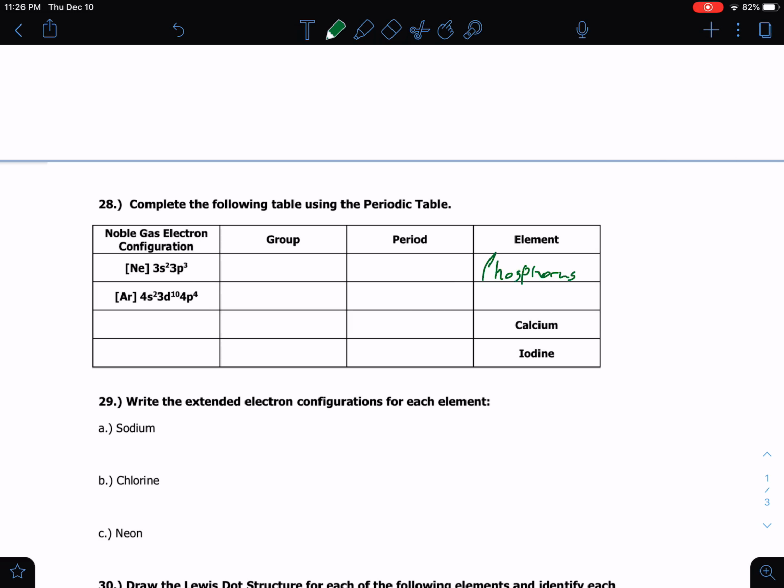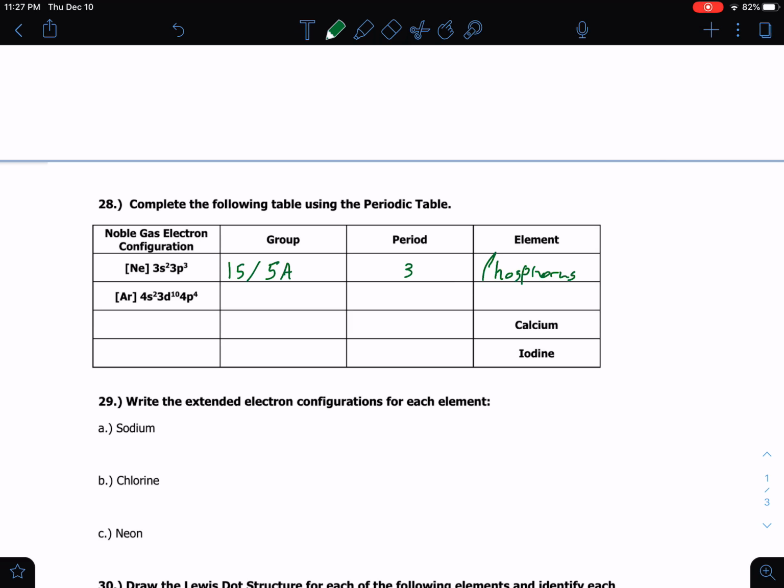Then we want to know what group and period it would be in. Group is when it goes up and down. So you would look at the top, and phosphorus is in group 15/5A. So you can write it like that. And then if you look to the left, on the very left of the periodic table, you have the period numbers. Periods go from left to right. So groups go up and down, periods go left to right, and that would be period 3.